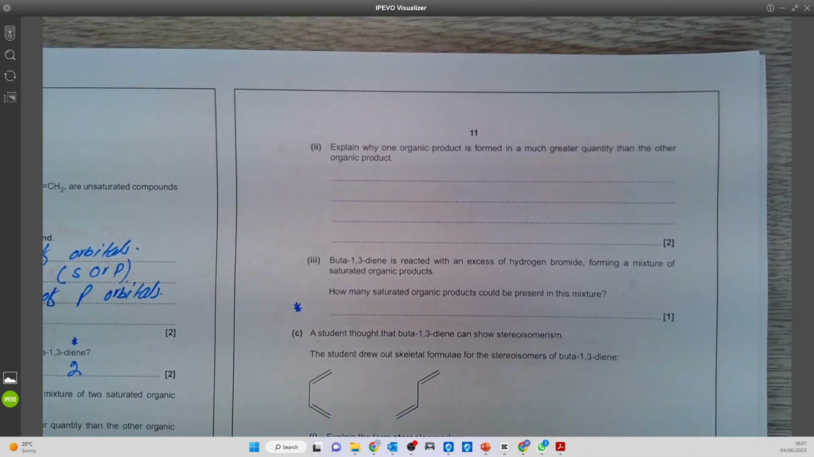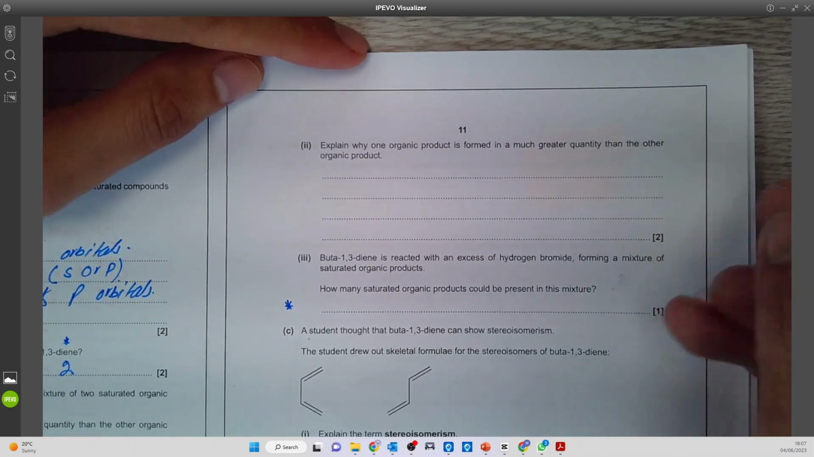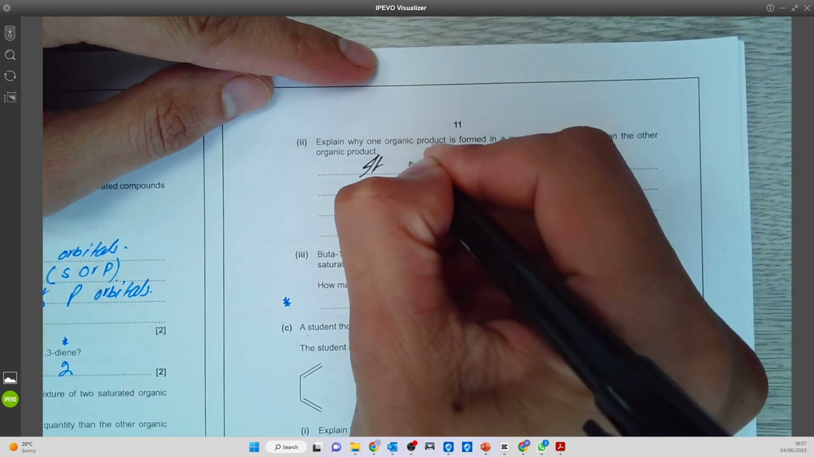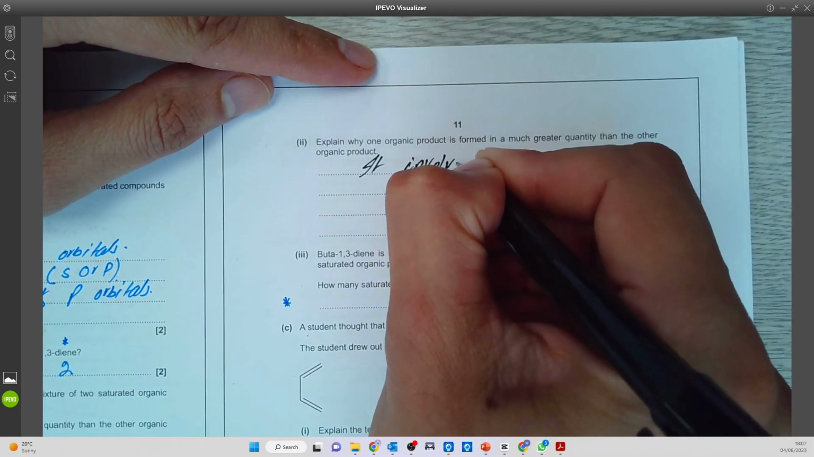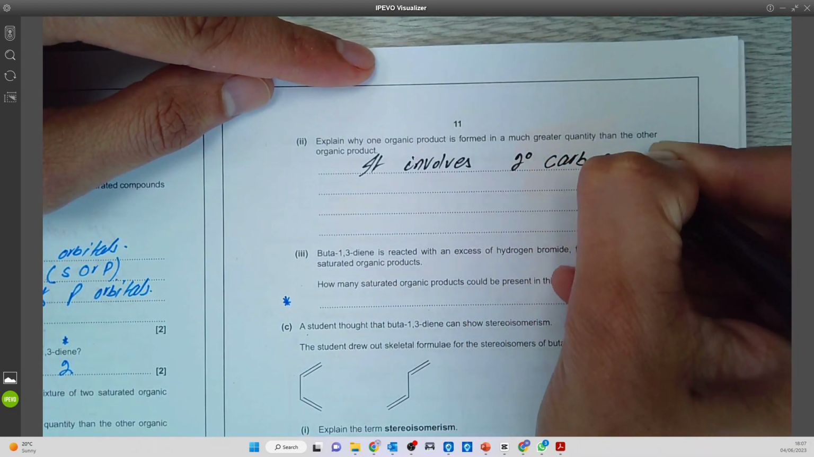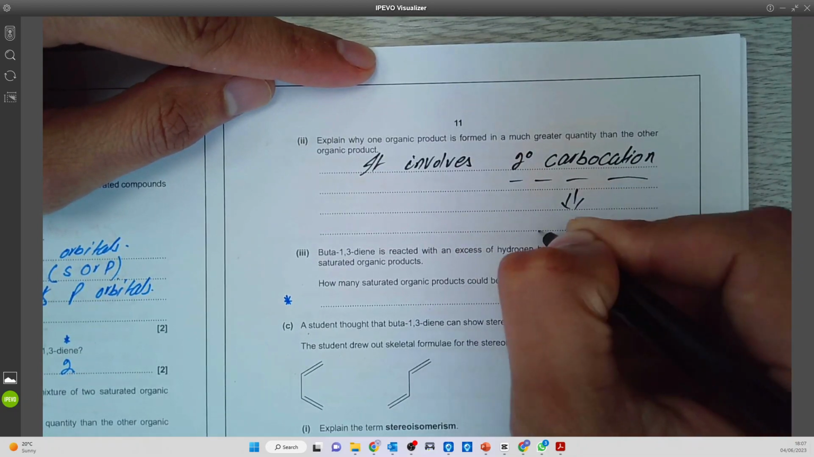It says explain why one organic product is formed in much greater quantity than the other organic product. I already gave you the answer. It's a much greater quantity because it involves a secondary carbocation. I need to say the carbocation is more stable.